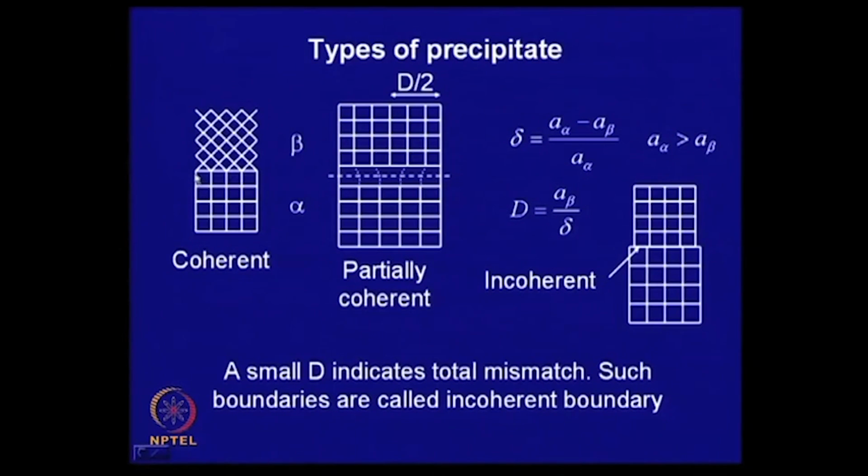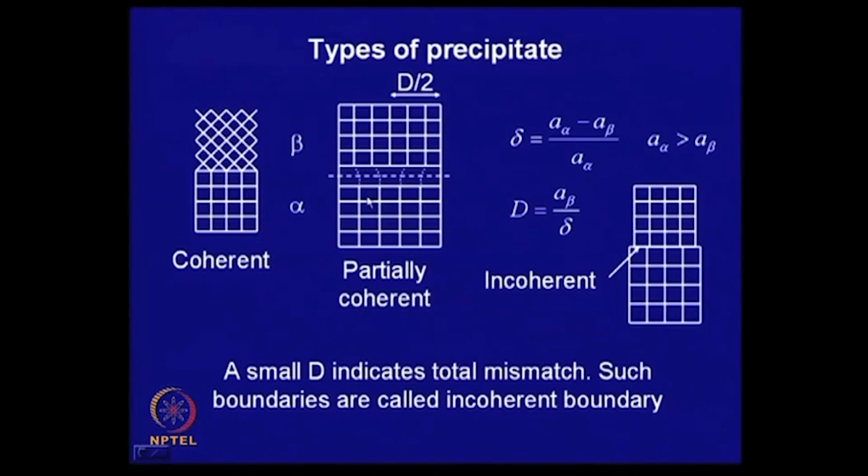That means the dimension of the lattice spacing along a particular direction in alpha is equal to the lattice dimension along a particular direction in beta. And when this happens, there is very little strain energy associated. Whenever you have this kind of perfect matching, we call the precipitate coherent. So, this interface is a coherent interface, and this will have the least surface energy.